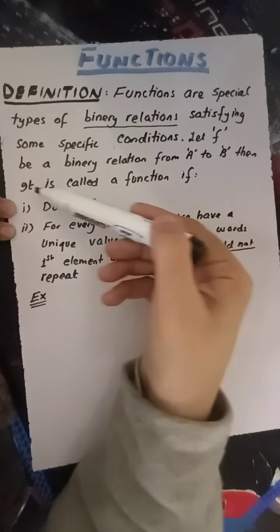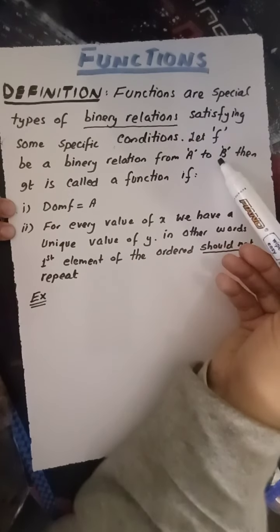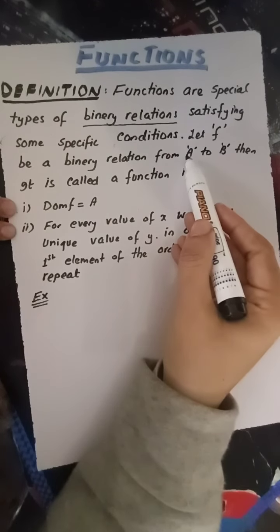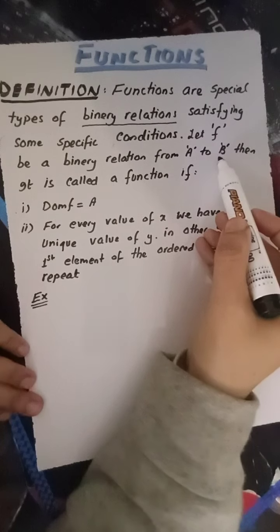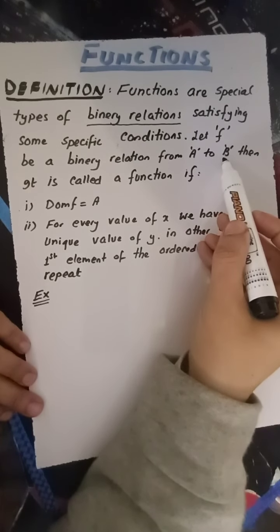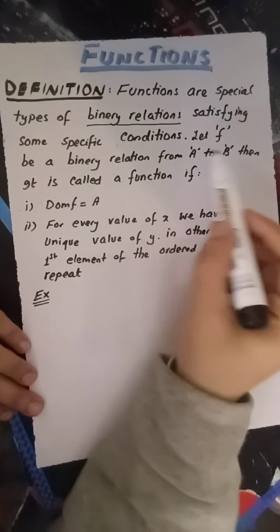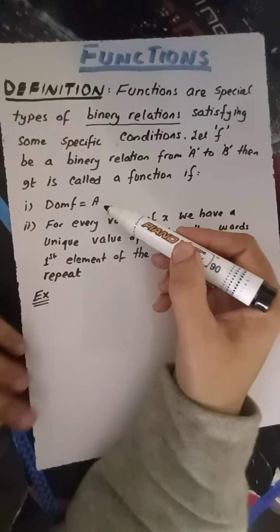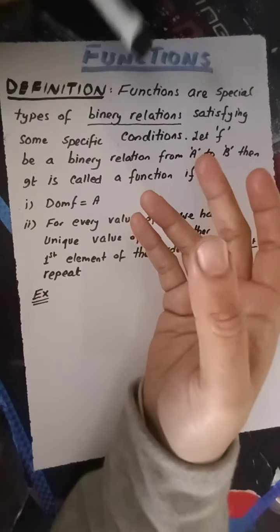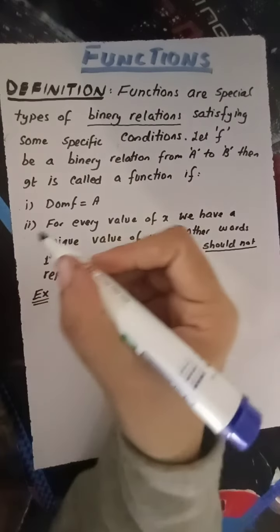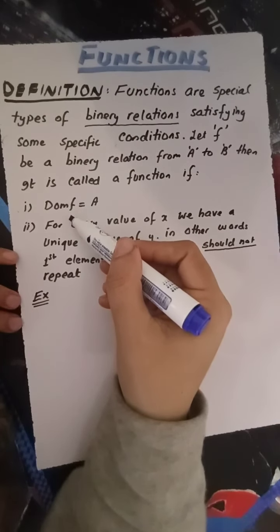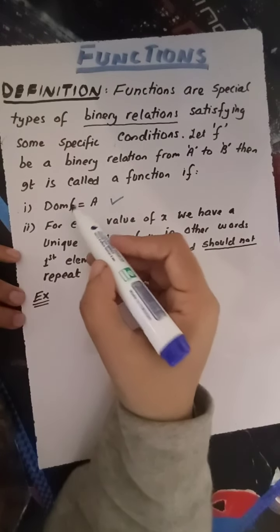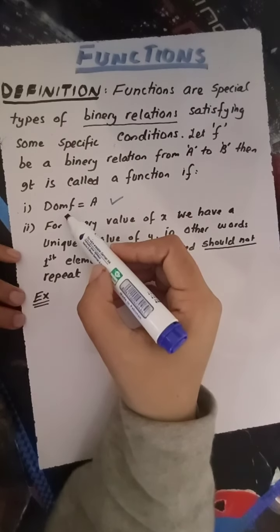So let F be a binary relation from A to B. You have a set A, the domain set, from where we take the domain of the binary relation, and a set B from where we take the range of the binary relation. A binary relation is called a function if, number 1, the first condition it should satisfy is that the domain of F is equal to A. We have already studied in the previous lecture how to find the domain of any binary relation.